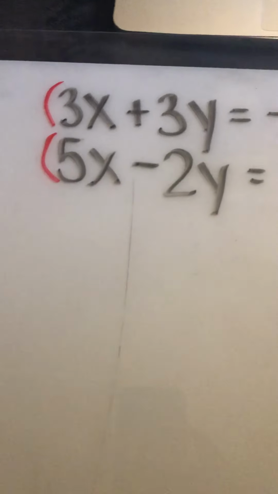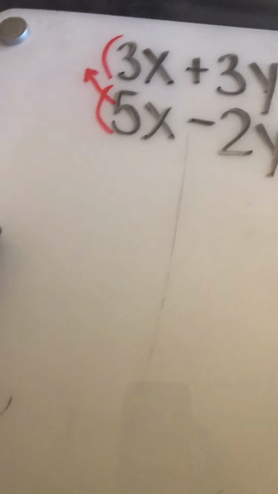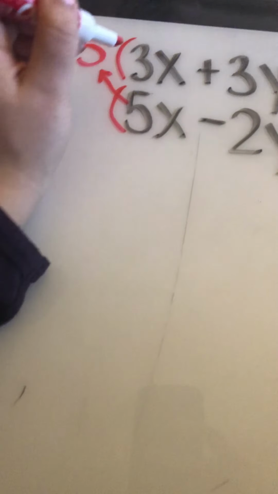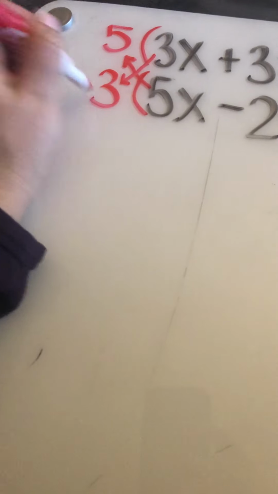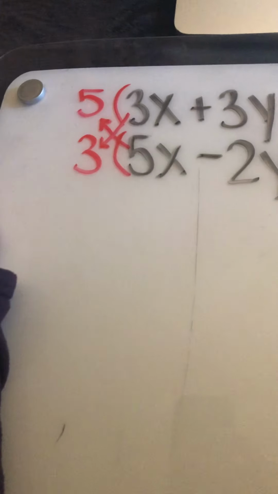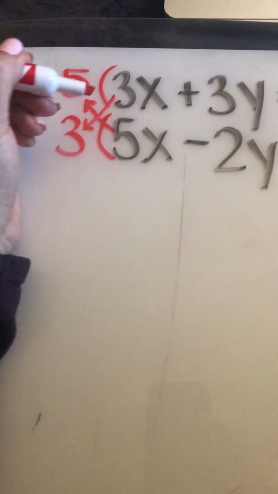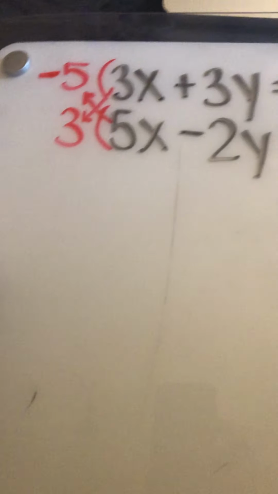And then what I do is I take my coefficient of this x, and I'm going to multiply it by the top equation. I take the coefficient of this x, and I multiply it by the bottom equation, and then I make one of them its opposite so that the products come out opposite so that I can add. So I'm going to make the 5 a negative 5.